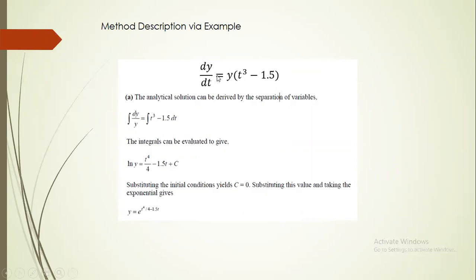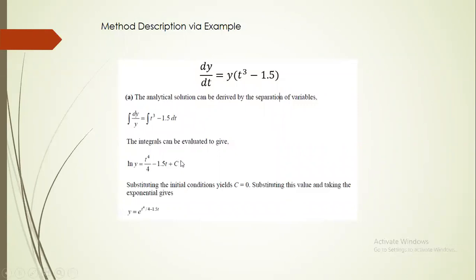Next we have a method description with the help of an example. Consider a differential equation dy by dx is equal to y t cube minus 1.5. It is obvious that t is the independent variable and y is the dependent variable. We will use t and x interchangeably, so please do not be confused. Here we are talking about time and the derivative of y with respect to time. The equation is separable, so I can put the y terms on the left hand side and the t terms on the right hand side and integrate it. I get a constant of integration.